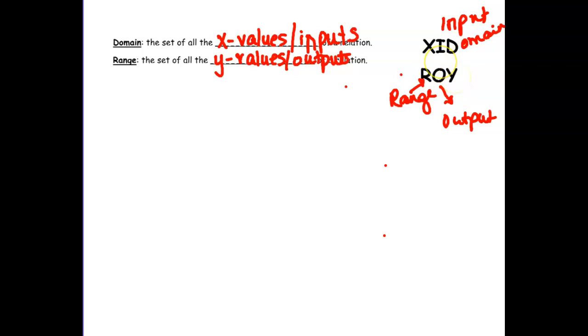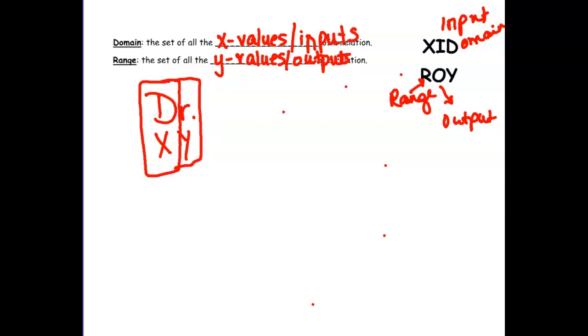Okay, I kind of find that's a little difficult to understand, so I have my own little one I use. It's Dr. XY, the algebra guy. All it does is help me with domain is your x values, range is your y values, and then from there you should know your x values are your input, your y values are your output.